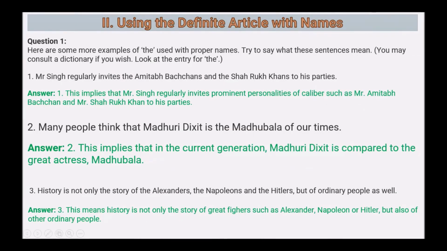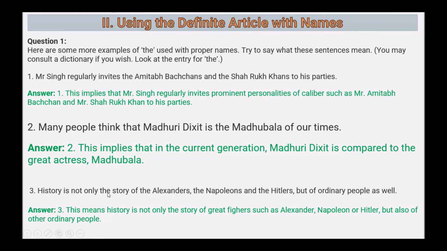Next, using the definite articles with names. So, Mr. Singh regularly invites the Amitabh Bachchans and the Shah Rukh Khans to his party. This implies that Mr. Singh regularly invites prominent personalities of caliber such as Mr. Amitabh Bachchan and Mr. Shah Rukh Khan to his parties. Many people think that Madhuri Dixit is the Madhubala of our times. This implies that in the current generation, Madhuri Dixit is compared to the great actress Madhubala.